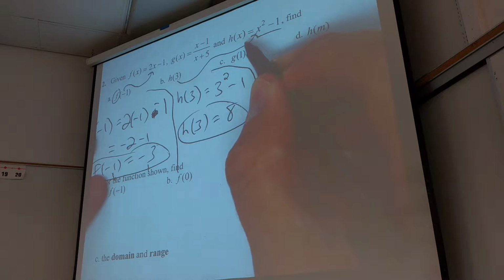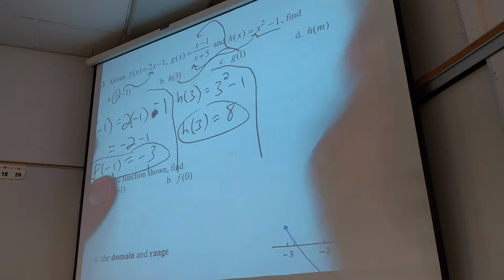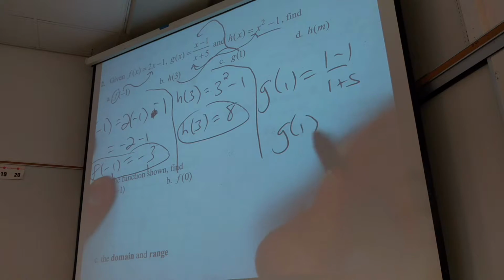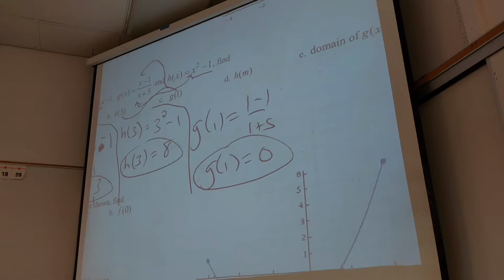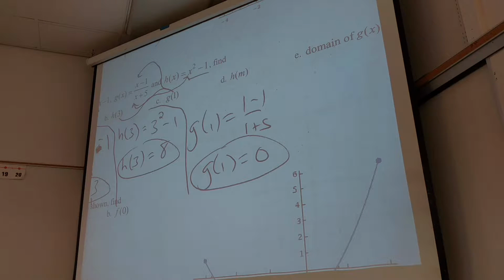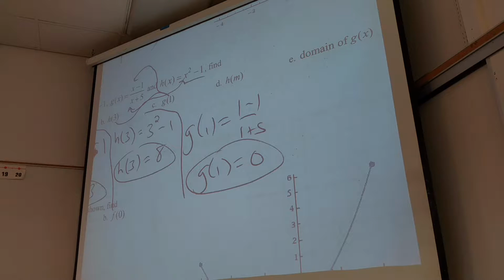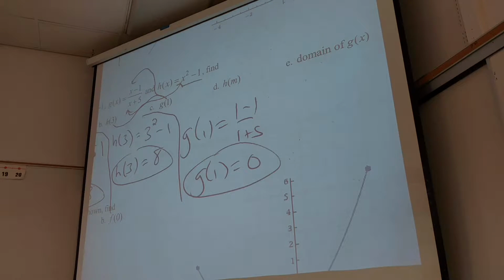So again, I would take 1 and plug it in every X I see. So G of 1 would be 1 minus 1 over 1 plus 5, which is 0 over 6. Don't just stop at 0 over 6. I need to make sure that you know that's 0. 0 divided by 6 is 0. It's like you're telling me, here, Jeff solved this, and that's the answer. No, you solved it. You're the student. You solved it.